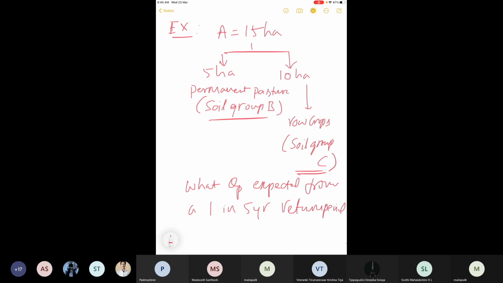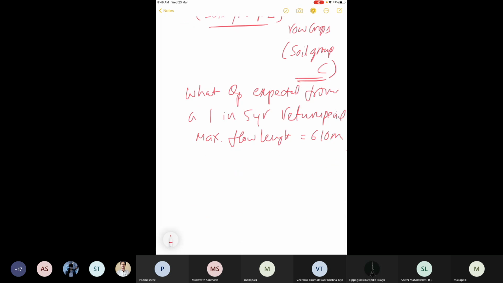So here the return period is mentioned, and the maximum flow length, which is 610 meters. This will be used to get the time of concentration, and the watershed grade, grade meaning the gradient, is equal to 2%.